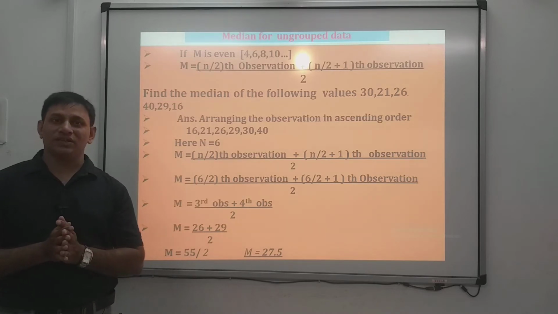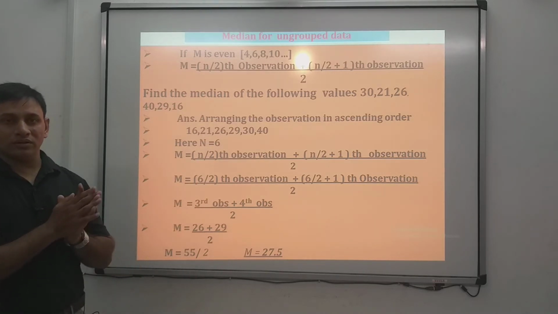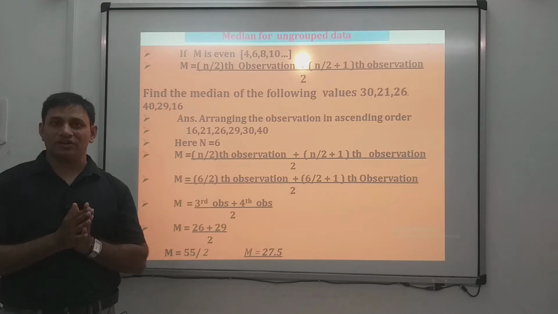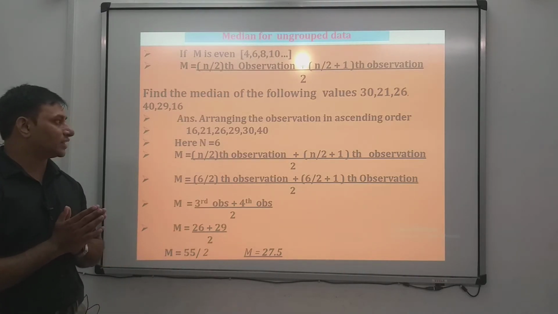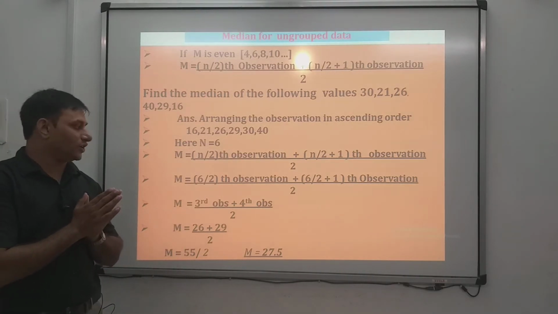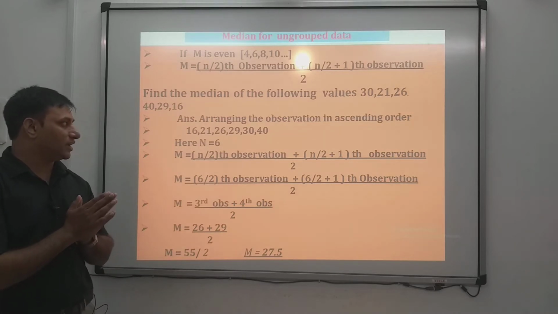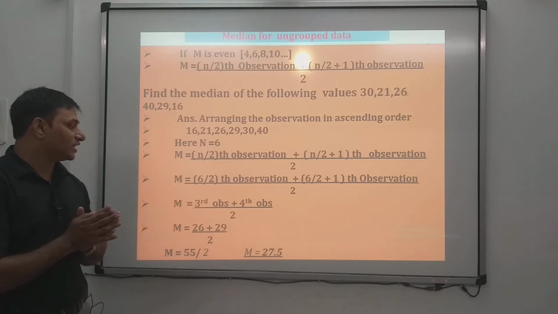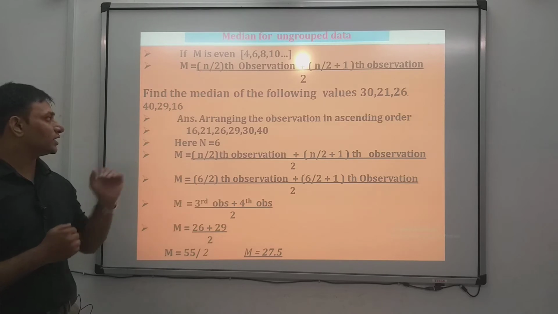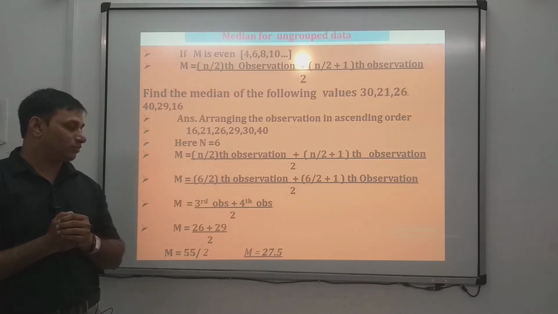It is not necessary for even numbers. When the observations are even, it is not necessary that the median will be lying in the observations itself. We need to find it out by the formulas. It may be or it may not be. Here 27.5 is not in the observations, but that is your median.